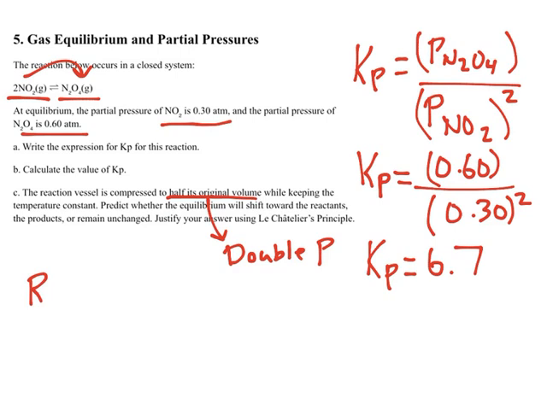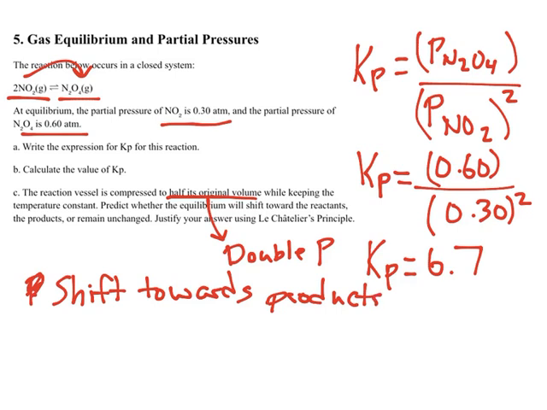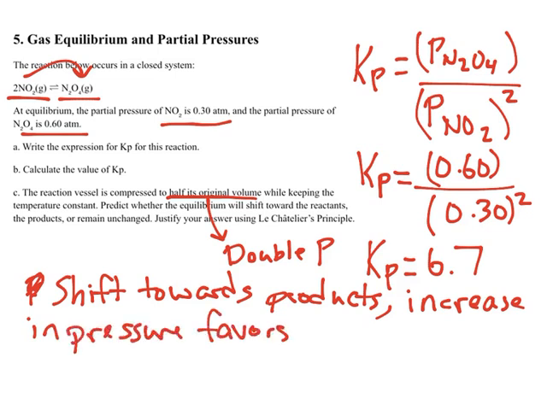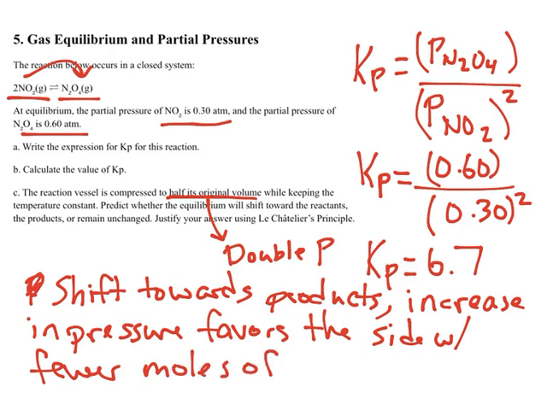So actually, let's match their terminology. Predict whether the equilibrium will shift towards the reactants or the products. This is going to shift towards the products. And our justification was that an increase in pressure favors the side with fewer moles of gas, which in this case is the product side.